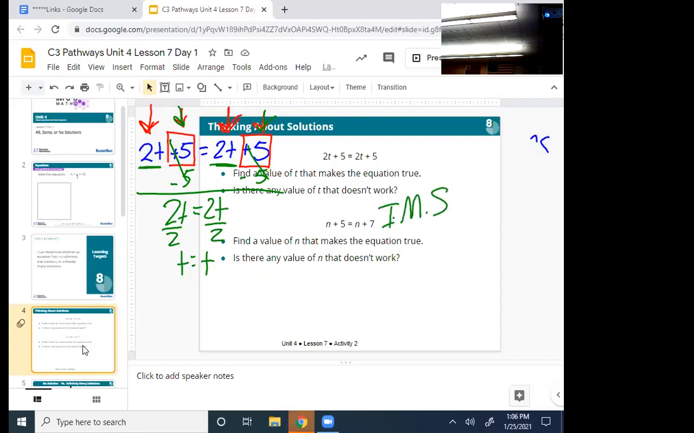I'm going to go through this a little bit more in detail on the next slide. Now, let's take a look at this next equation here. I have n plus 5 is equal to n plus 7. What do we notice about these ones here? These ones are slightly different. Or this one's slightly different from the first one.